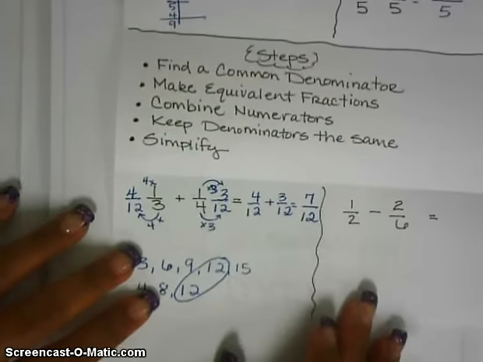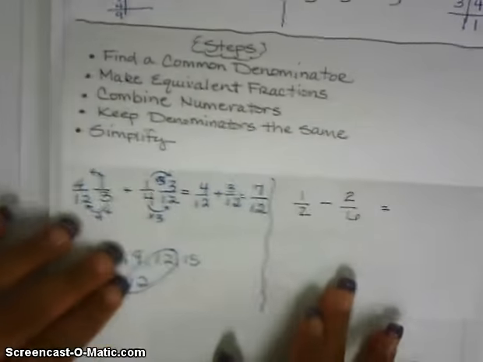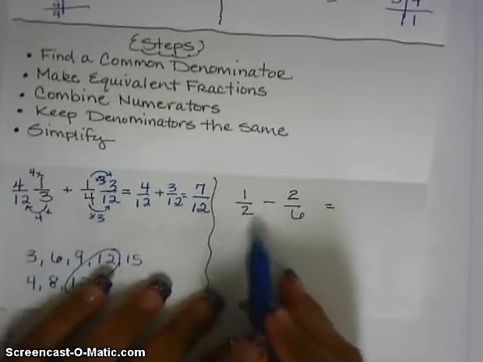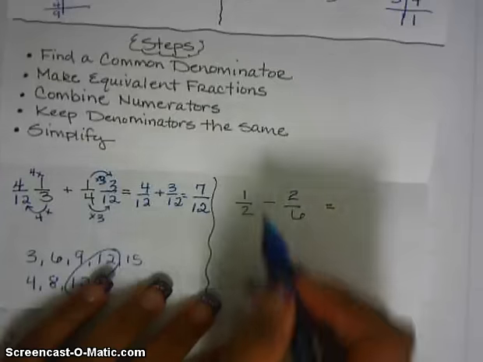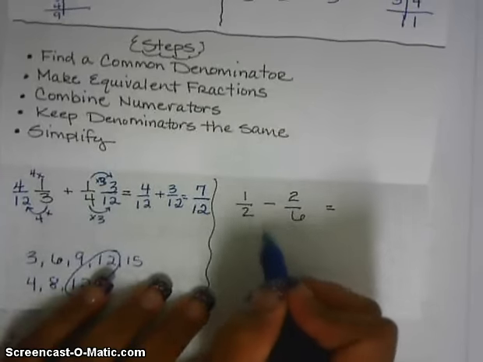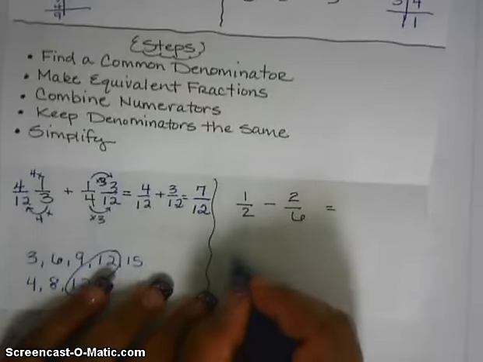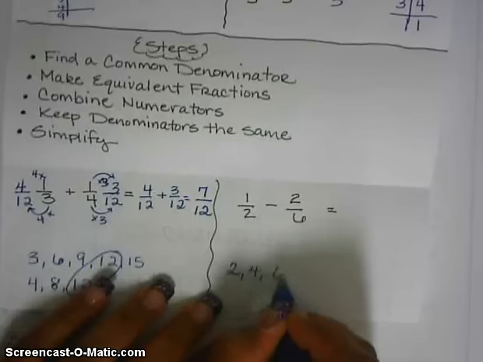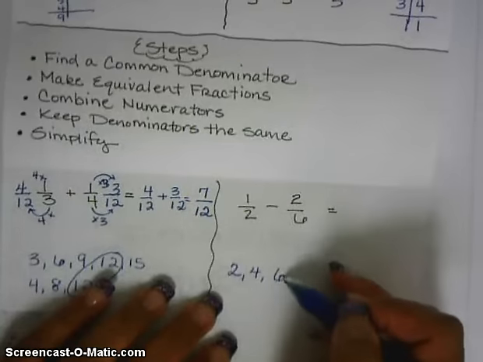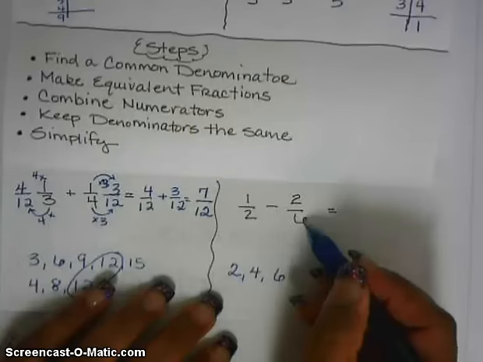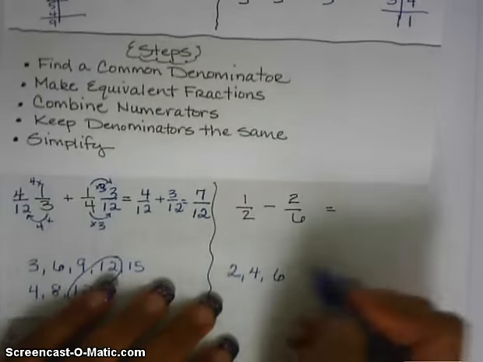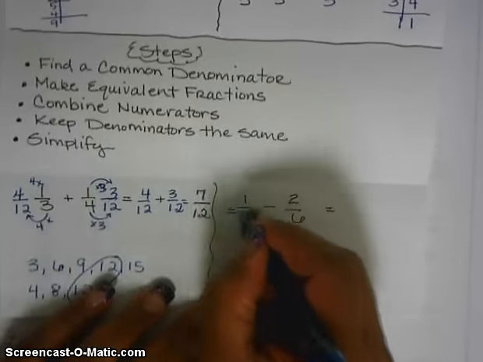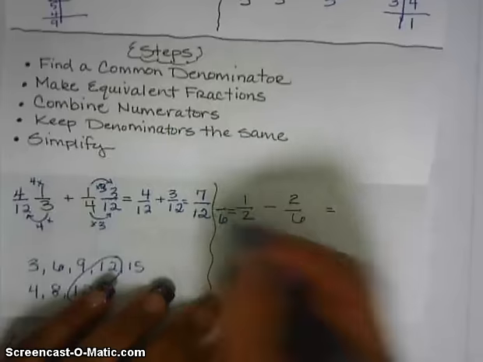Okay, remember you can pause the video at any time so that you can get your notes or listen to the steps again. Okay, so now I'm over here. I have 1/2 minus 2/6. Okay, so my denominators are not the same. I need to find a common denominator. So I'm going to start with the multiples of 2. I have 2, then 4, and 6. And I notice that I can go to 6 and it matches the denominator of the second fraction. So I don't have to skip count by 6. I can take 1/2 and turn it into an equivalent fraction over 6.